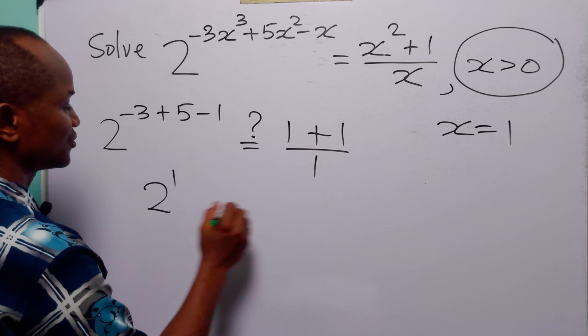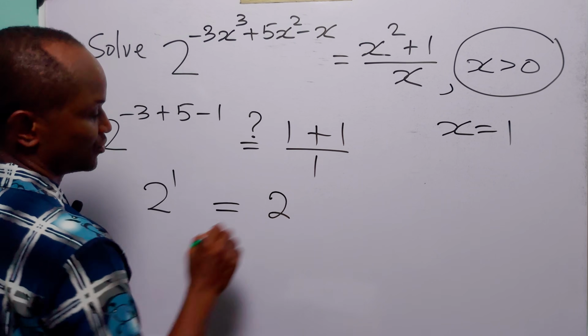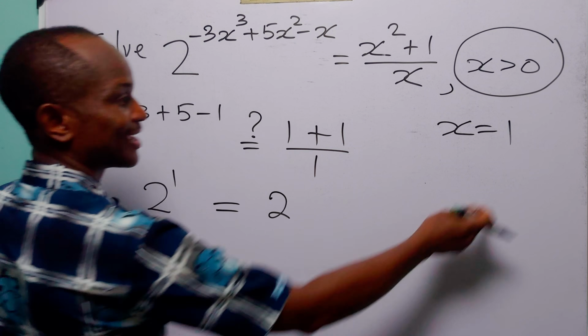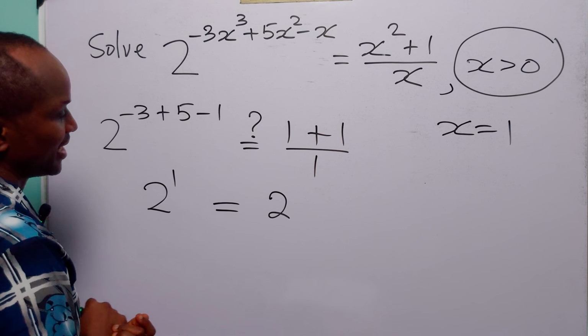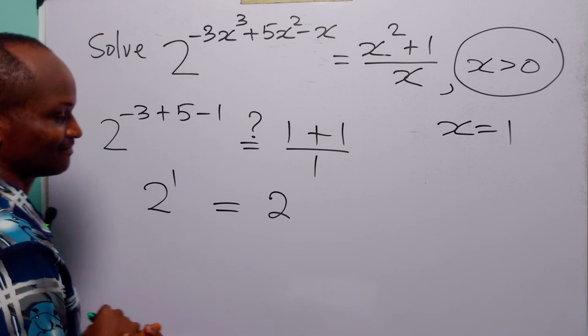And of course, 2 is equal to 2. So when x is equal to 1, the left-hand side of this equation is equal to the right-hand side.